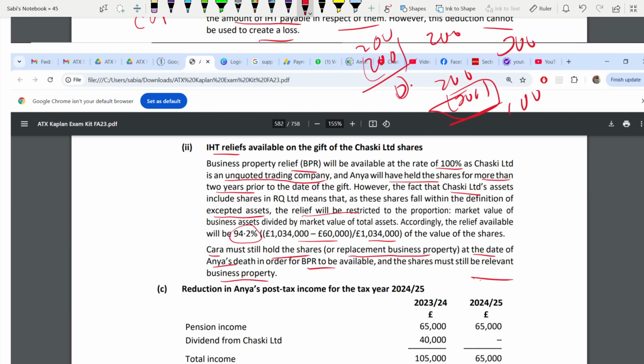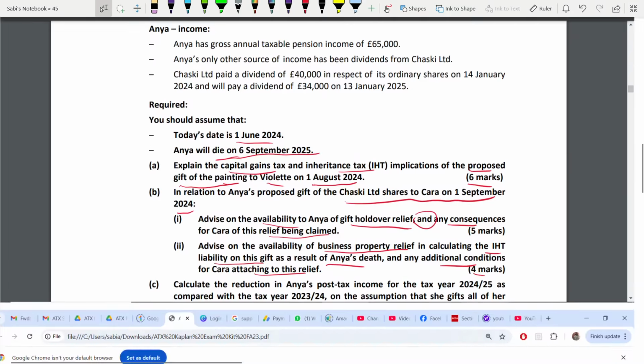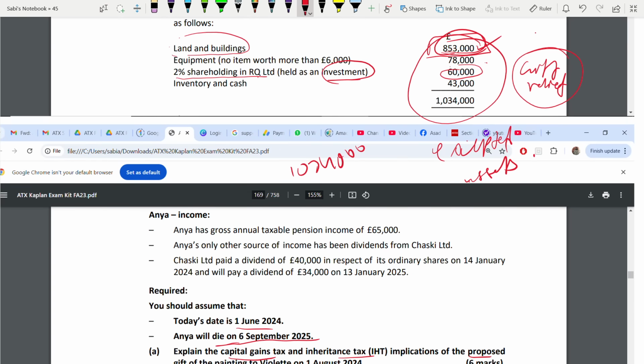Now the C, this is easier. For the 2 years you have to take, you have been given some income here. Gross annual taxable pension income of 65,000. Only source of income has been dividends. Chesky paid a dividend of 40,000 on 14th Jan 2024 and will pay a dividend of 34,000 on 30th Jan 2025.